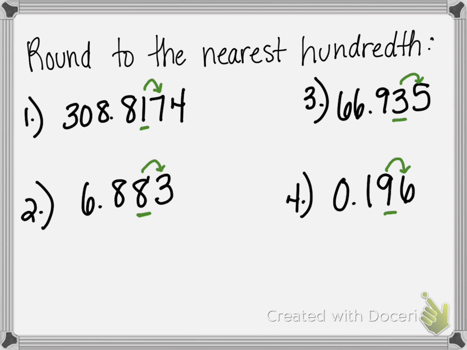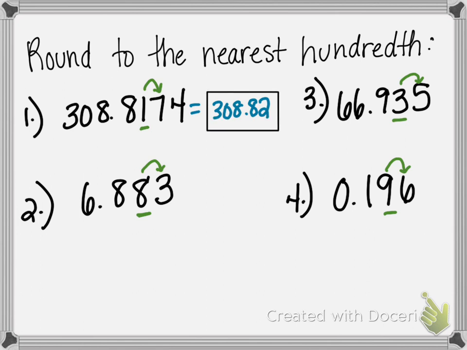All right, let's look at number 1. Number 1, 308.8174, rounded to the nearest hundredth. Caroline, what'd you get? 308.82. Very good. Okay, we look next door. It's bigger than 5, so the 1 rounds up to 2. 308.82.